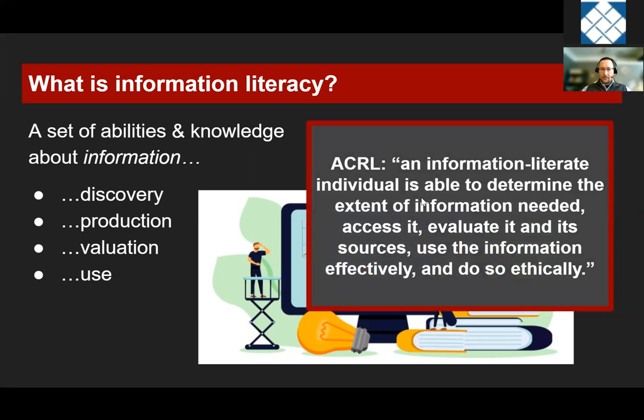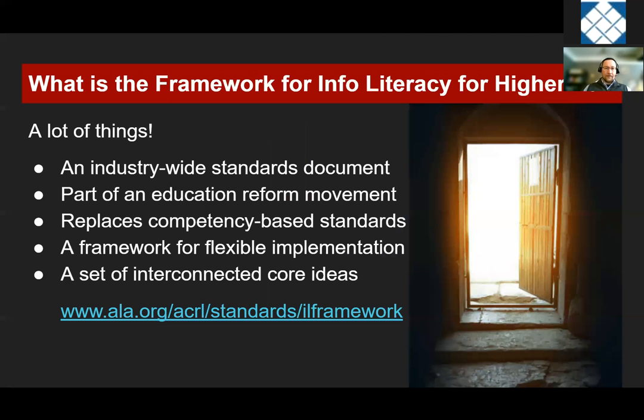So determine the extent of information needed, access it, evaluate it and its sources, use the information effectively and ethically. Information literacy is kind of our industry's response to those problems that present when students are trying to use sources and are struggling with it. So what the Association of College and Research Libraries has generated is this framework for information literacy for higher education. And this framework is a lot of things.